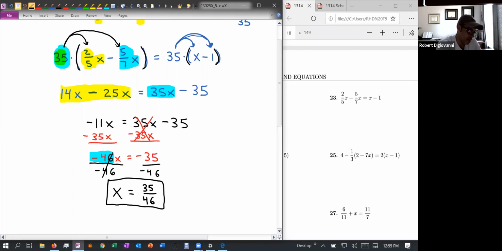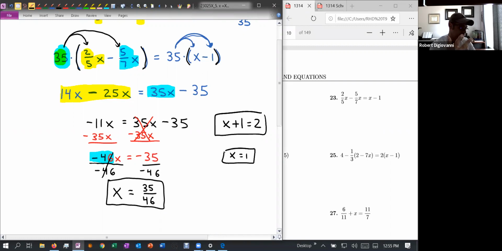Yep. So when you think back, you remember when I put this problem up earlier, I did x plus 1 equals 2, and I asked you, what's x? And you said, okay, well, x is 1, right? And we got the answer just by looking at it. There's no way that anybody's going to look at number 23, 2/5 x minus 5/7 x equals x minus 1, and be like, oh, 35 over 46, right? I mean, you have to have a procedure to go through this and to get it, right? And this is the procedure.